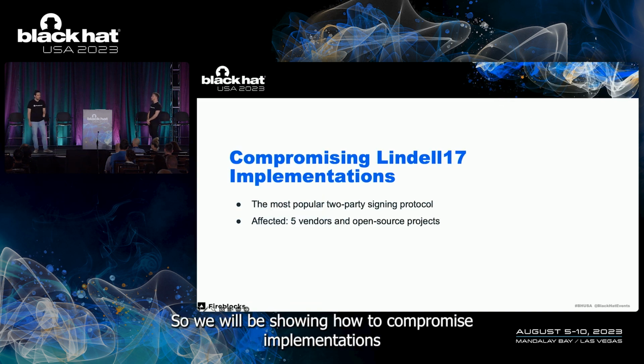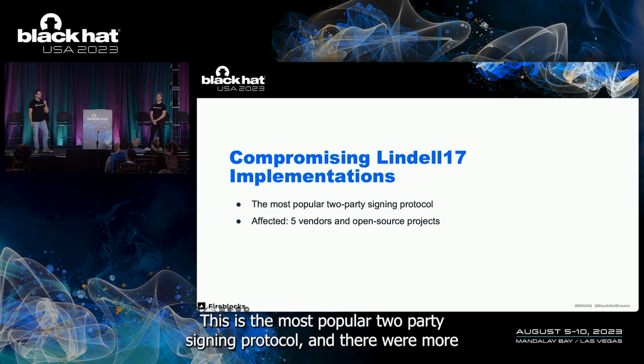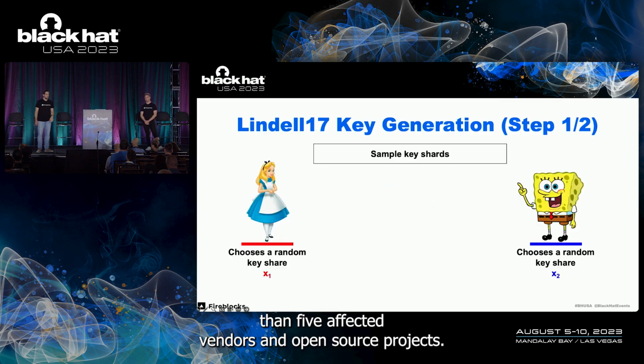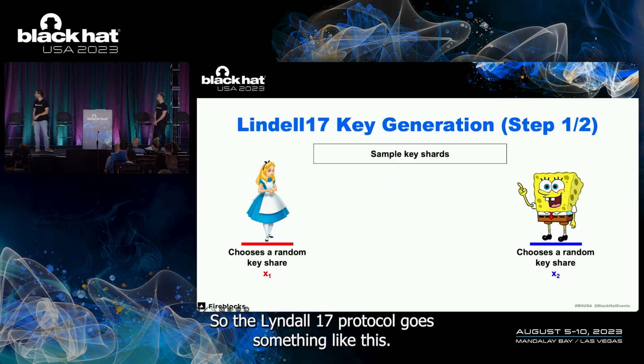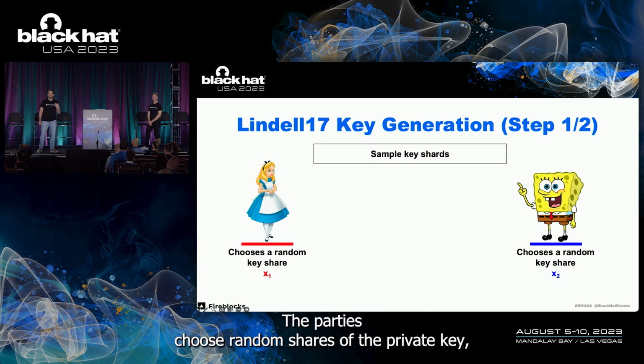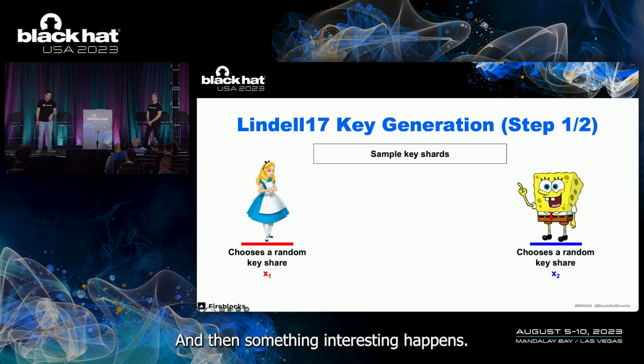OK, so with that in mind, let's look at our first exploit. We will be showing how to compromise implementations of the Lindell 17 protocol. This is the most popular two-party signing protocol, and there were more than 5 affected vendors and open source projects. So the Lindell 17 protocol goes something like this. There's a key generation phase. The parties choose random shares of the private key, so that would be x1 for Alice and x2 for Bob.